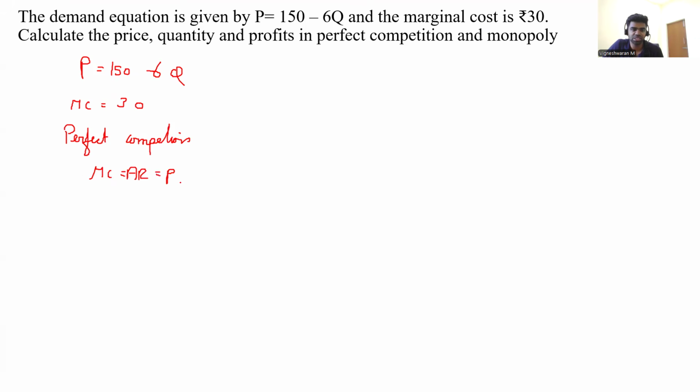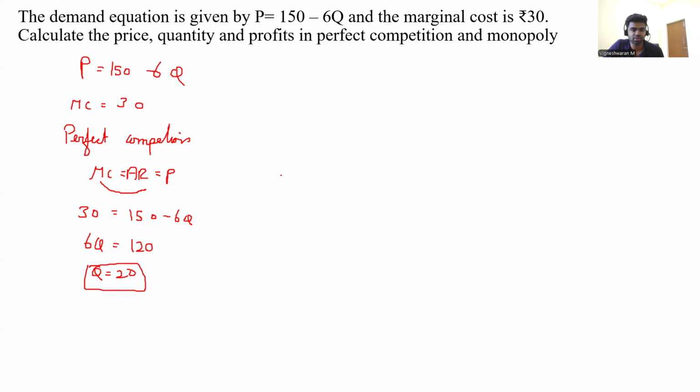Okay. So here what they have given: the price P is equal to 150 minus 6Q and marginal cost is equal to 30. Okay. So in perfect competition, MC is equal to AR is equal to P. So just equate MC and price. So 30 is equal to 150 minus 6Q. So 6Q is equal to 120. Q is equal to 20.